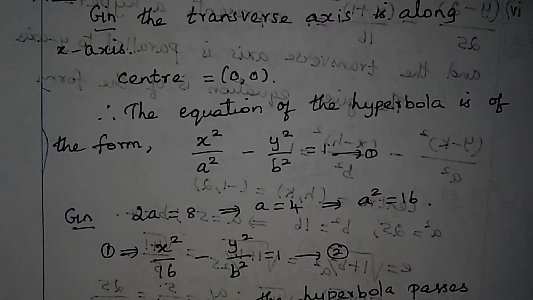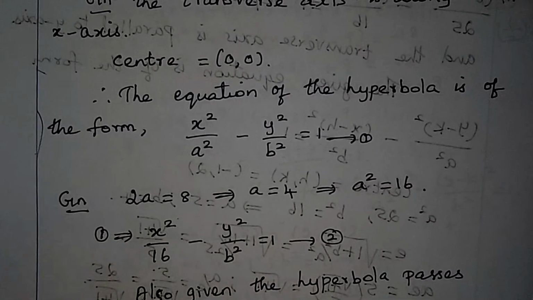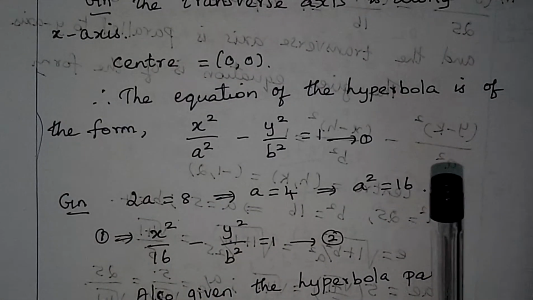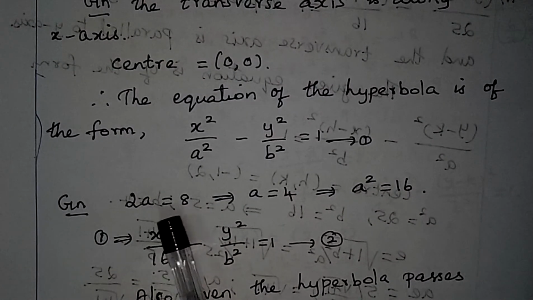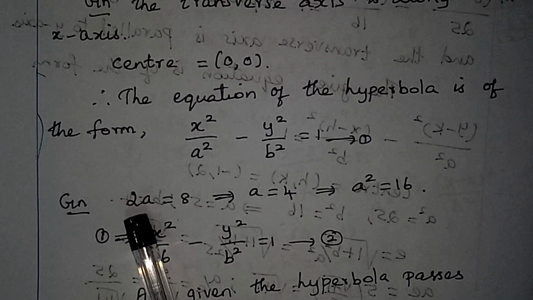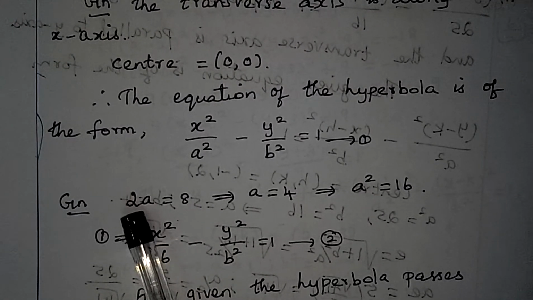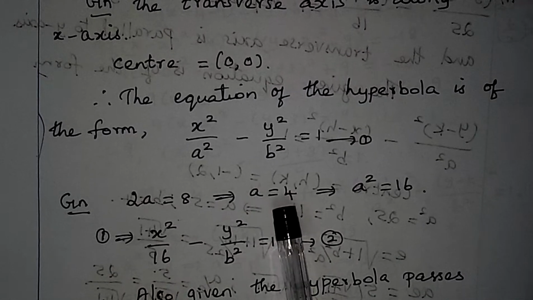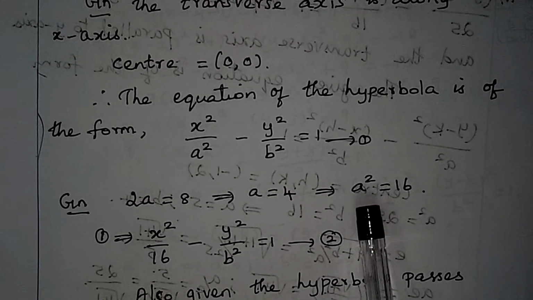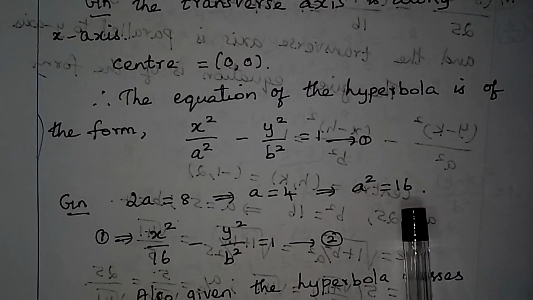So you have to find the values of a square and b square. It is given that the length of the transverse axis is 8. The formula for the length of the transverse axis is 2a. 2a is equal to 8, which means a is equal to 4. From this you can find a square. A square is equal to 16.